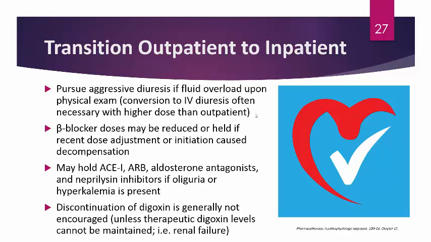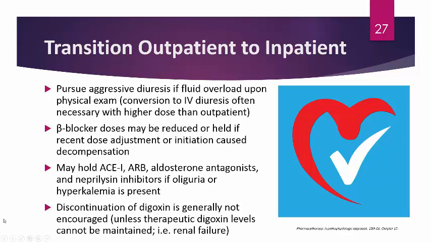In the event that your patient presents with low urine output, less than 0.5 mils per kilo per hour, or if they present with hyperkalemia, you may want to hold ACE inhibitors, ARBs, aldosterone antagonists, and neprilysin inhibitors such as sacubitril, because some of these agents will actually make these things worse.